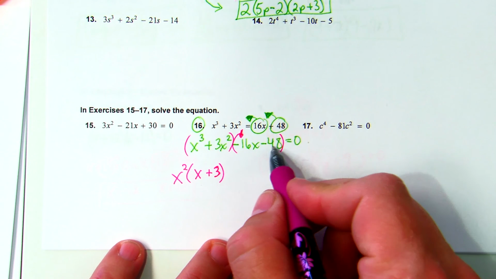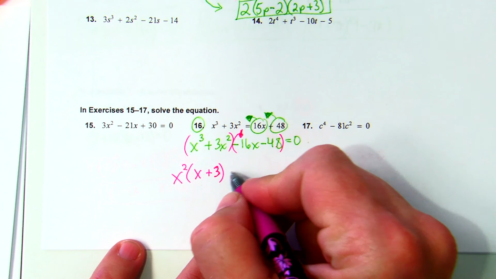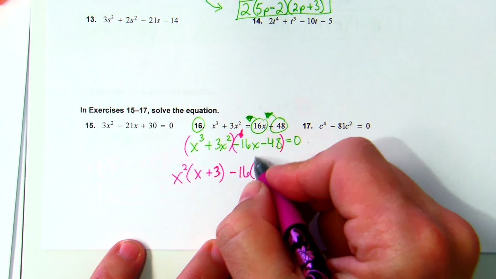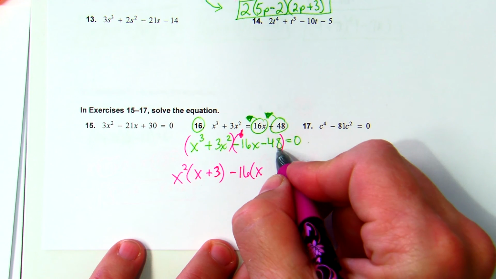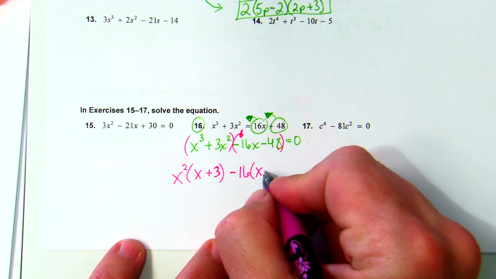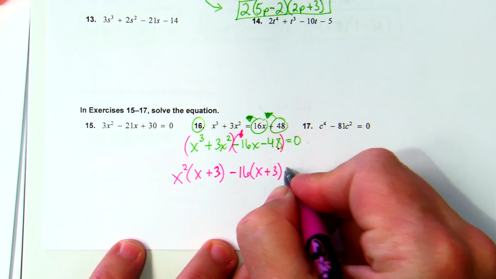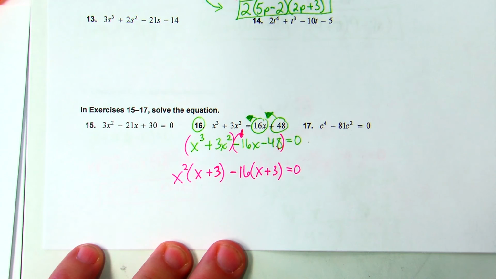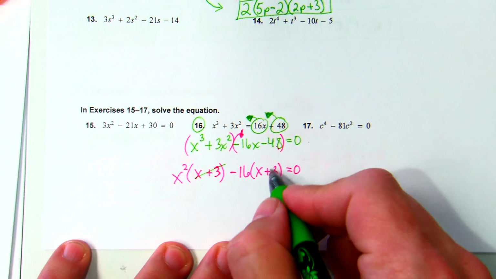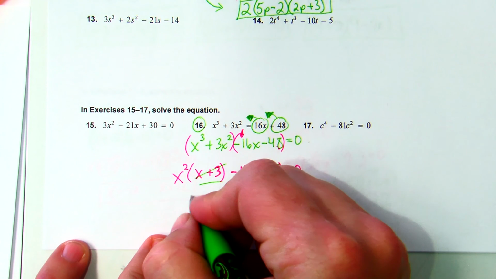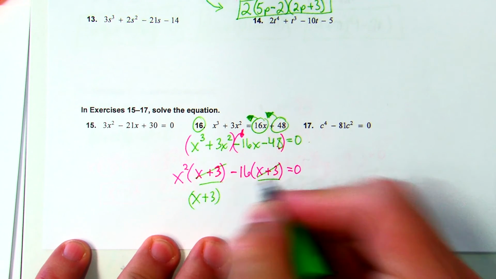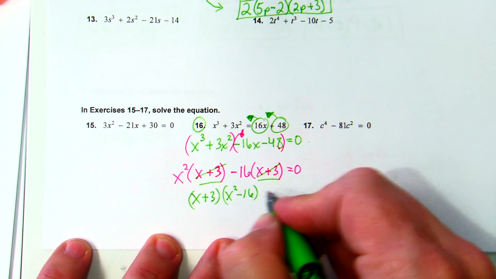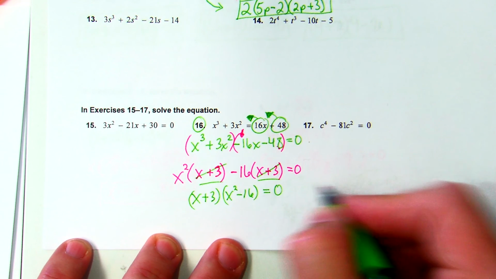Then, if I'm looking at this, I can pull a negative 16 out of both of those. Negative 16 can be taken out of the first term, leaving an x. Negative 16 can be taken out of 48, leaving me a positive 3. Again, this still all equals 0. Now I can take the common factor, this x plus 3, I can pull it out completely, x plus 3, and then I'm going to have x squared minus 16, and that still equals 0.